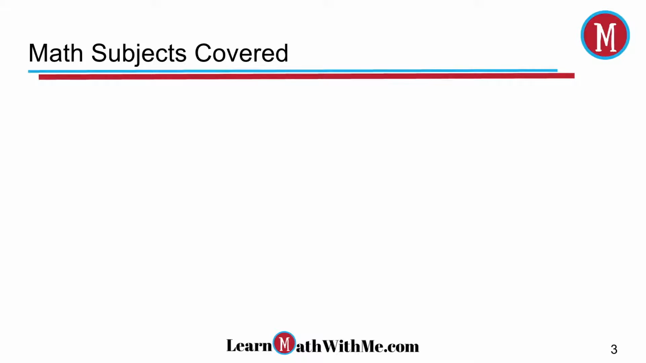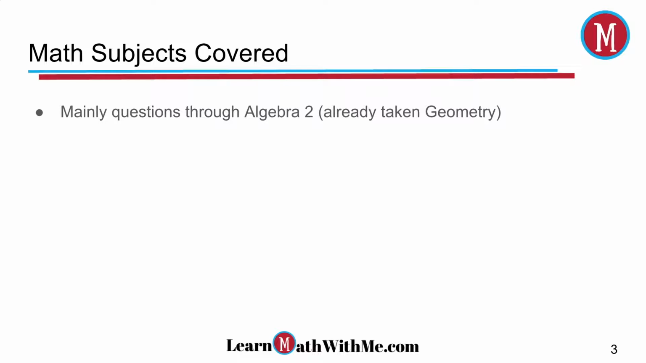Now, what are the math subjects that are covered on the ACT Math? Mainly your questions are going to come through subjects that you have had through Algebra 2, and that's assuming that you've already taken geometry. So we're talking about pre-algebra material, Algebra 1, geometry, and Algebra 2. There will be a little bit of trig that hopefully you will have received within your Algebra 2 class, so it's really not necessary that you've even had pre-calculus or calculus. Most of those topics will not be on the ACT.